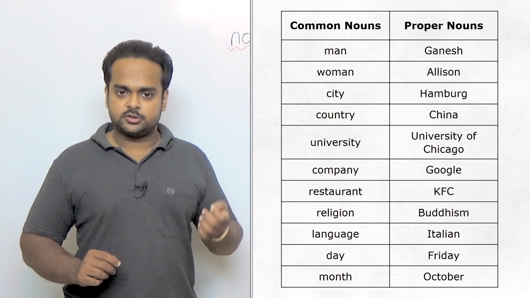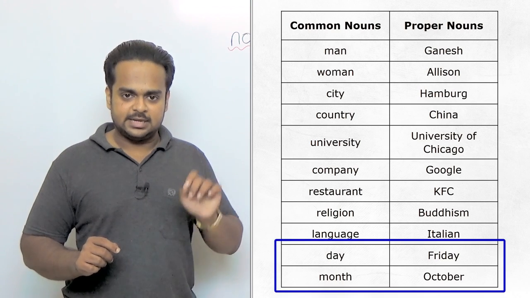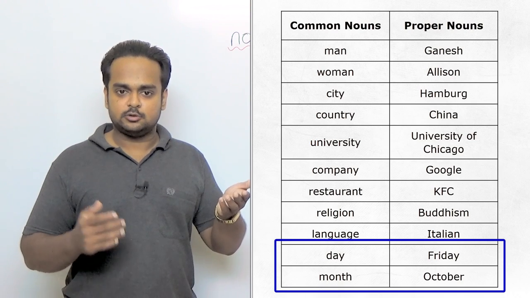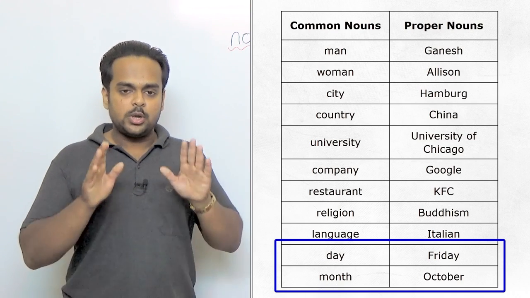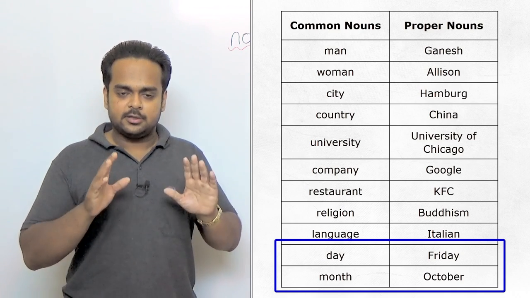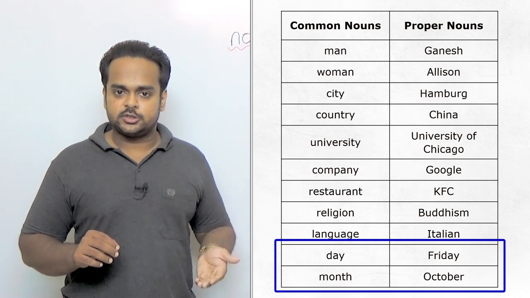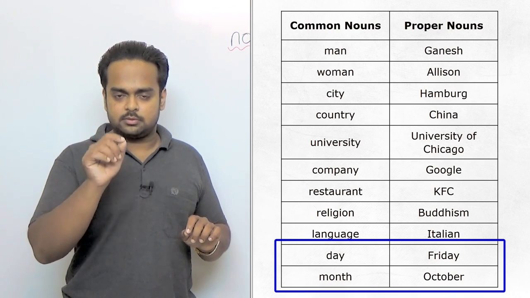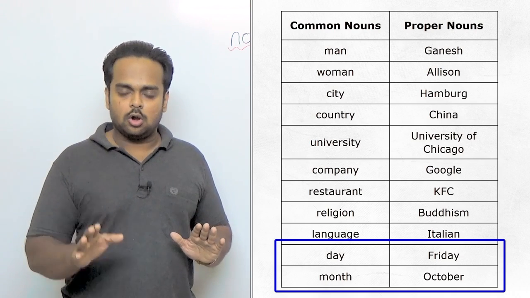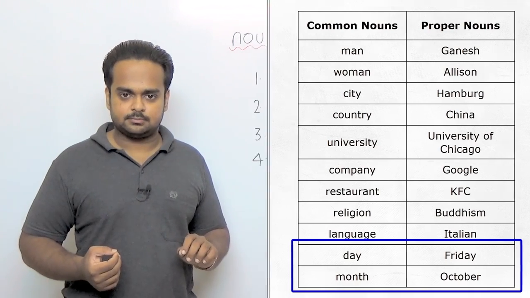Okay, there are more examples on the screen, but I want you to focus on the last two, day and month. With the days of the week, Sunday, Monday, Tuesday, Wednesday, Thursday, Friday, Saturday, we always write them with the first letter capitalized because they are proper nouns. And it's the same thing for months as well. From January to December, all months are written with a capital first letter. So please don't forget this rule. Proper nouns are always capitalized, or always written with the first letter capitalized.